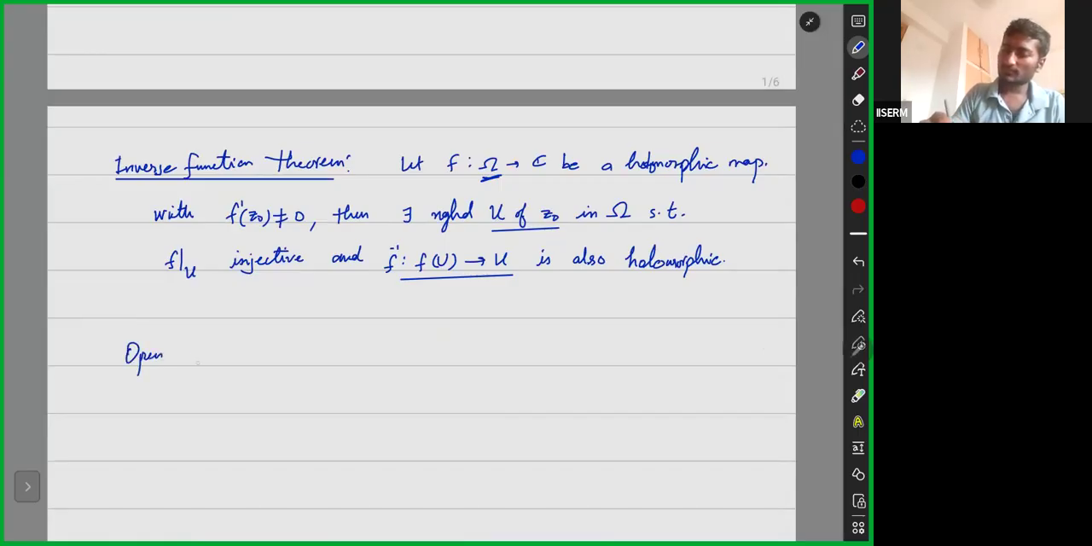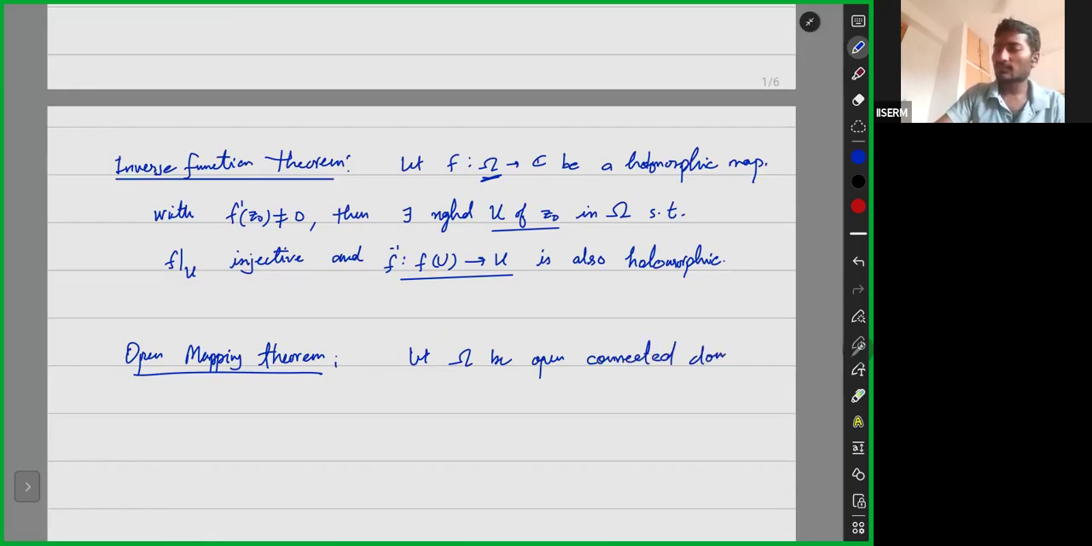Open mapping theorem. Let's start with omega. Let omega be an open connected domain, or open connected subset of C.